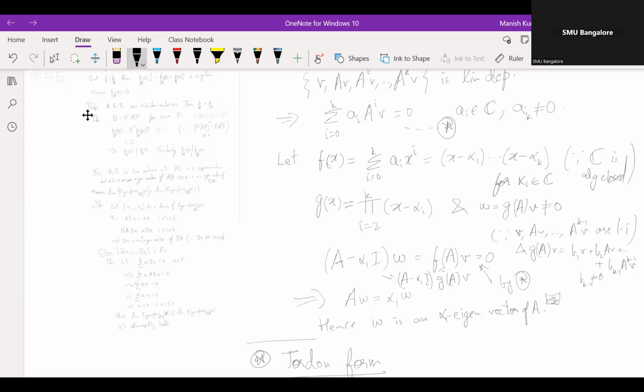In fact, if you want to get an alpha 2 eigenvector, what will you do? You take G of X as the product of factors other than X minus alpha 2. Instead of dividing by X minus alpha 1, you just divide by X minus alpha 2 and get the polynomial G of X. So you can get an eigenvector with any eigenvalue with this method. It depends upon which factor you divide by, and you get that eigenvector.